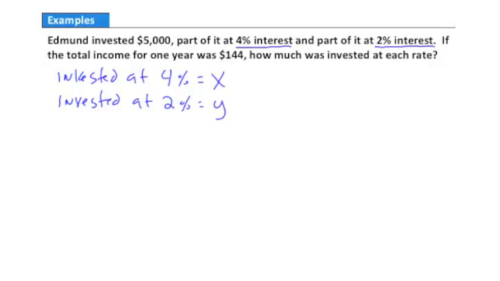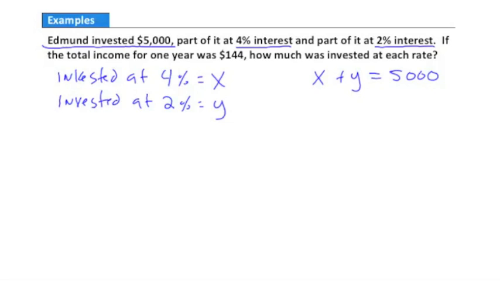Since I have two unknowns here, I want to write two equations. And the first equation is easy to get. Edmund invested $5,000 in total. So if I take the amount that he's invested at 4% plus the amount he's invested at 2%, we get a total of $5,000 invested.